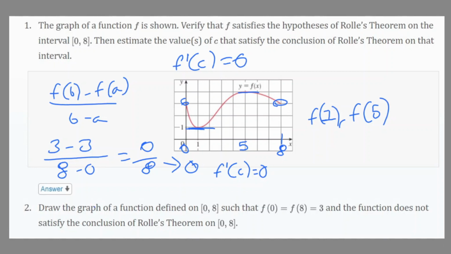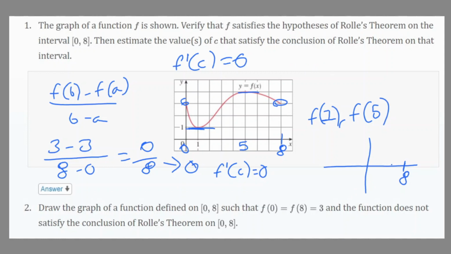And now let's take a look at number 2. Number 2 is: draw the graph of a function defined on 0 through 8, such that f(0) is equal to f(8) equals 3, and the function does not satisfy the conclusion of Rolle's theorem on 0 through 8. So let's mark that as x equals 8. If we draw a graph that does not satisfy the conclusion of Rolle's theorem, what are the hypotheses of Rolle's theorem?